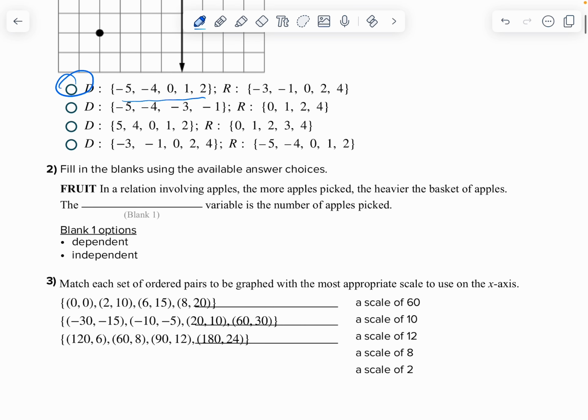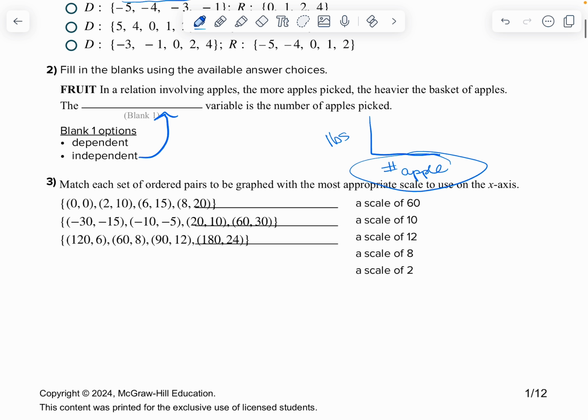Then this one, it says, fill in the blank. In the relation involving apples, the more apples picked, the heavier the basket gets. So over here, I would have number of apples, and this is pounds. This is how heavy it is. This right here, the number of apples picked, that is my independent variable. Order pairs to be graphed.